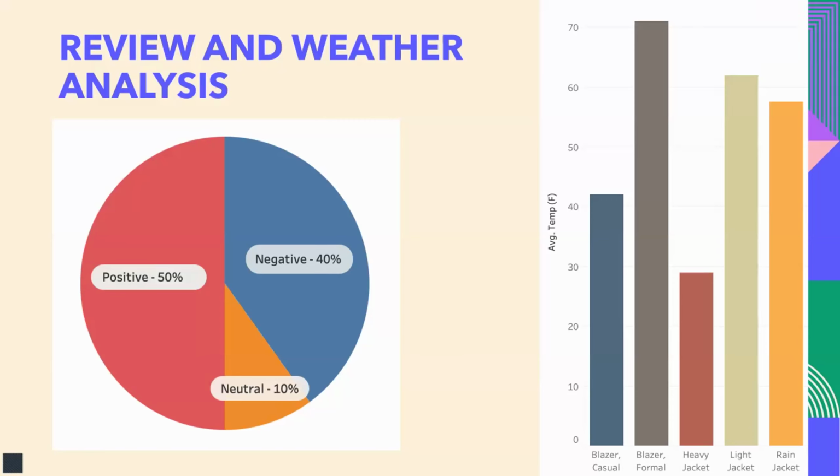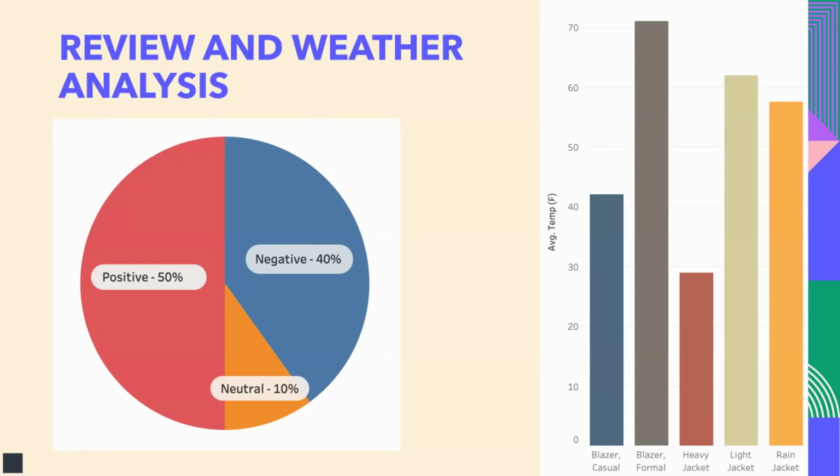Here are two more visualizations. The first one shows our reviews of our total outfits. As you can see, 50% are positive, but there's a sizable amount, like 40%, being negative reviews and the rest being neutral. And this shows that we might have to up our fashion game. A lot of our outfits are not getting great reviews.